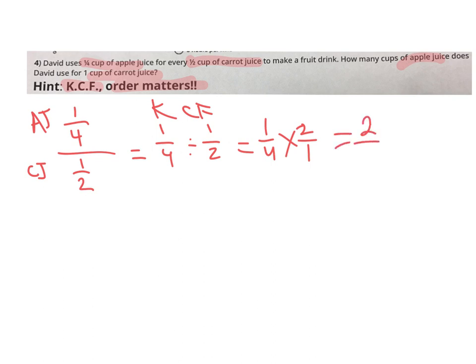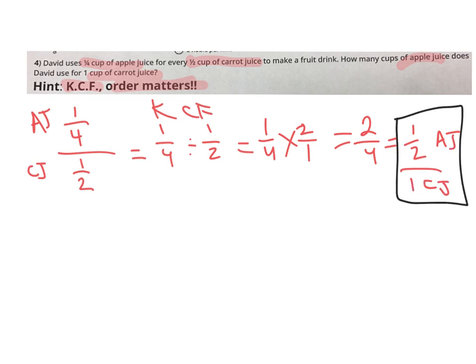When you multiply fractions, you're going to get 2/4, which is equal to 1/2. So basically, you get half a cup of apple juice for 1 cup of carrot juice. And there you have it.